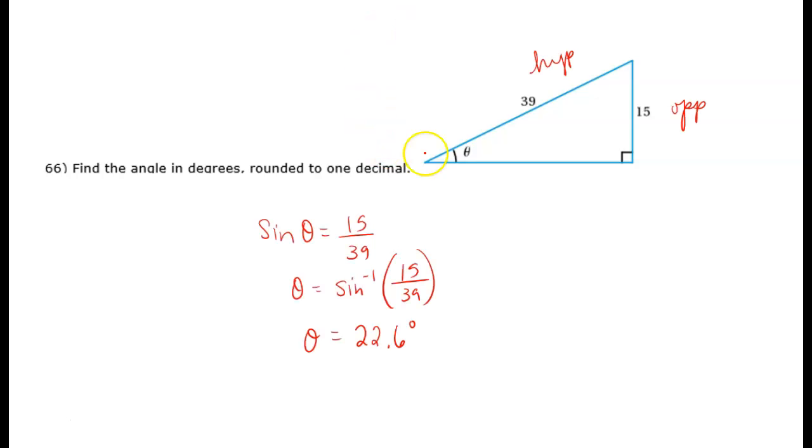Okay, this is when you're asked to find an angle. So again, if this is the angle I'm trying to find, then I need to work with the opposite and the hypotenuse. That's what's given. So opposite and hypotenuse is going to be the sine function. So sine of theta equals opposite over hypotenuse. To get rid of sine, I'm going to do the inverse sine on both sides. So theta is going to be the inverse sine of 15 over 39, or 22.6 degrees. Again, be sure you're in degree mode.